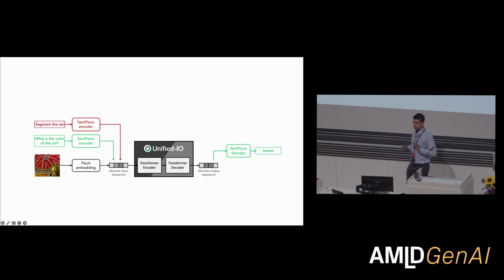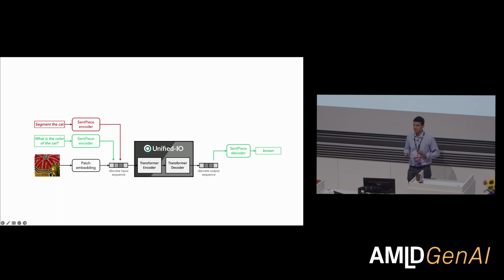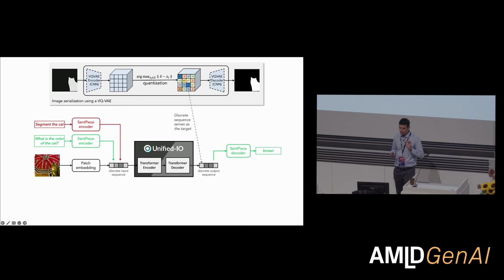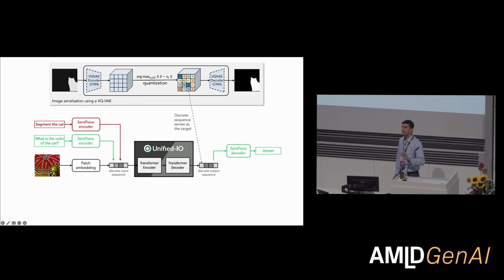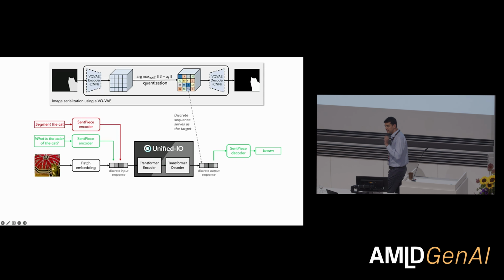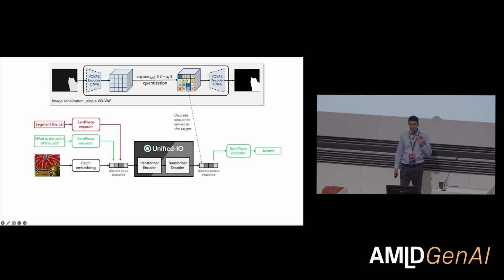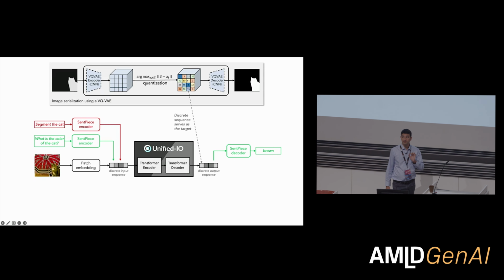Things get a bit more interesting when you want to perform a task like segment the cat. And that's because the output now is not language. The output is a binary mask. And so the way we do this is to not predict pixels, but instead first compress the image or serialize the image into a set of discrete tokens.